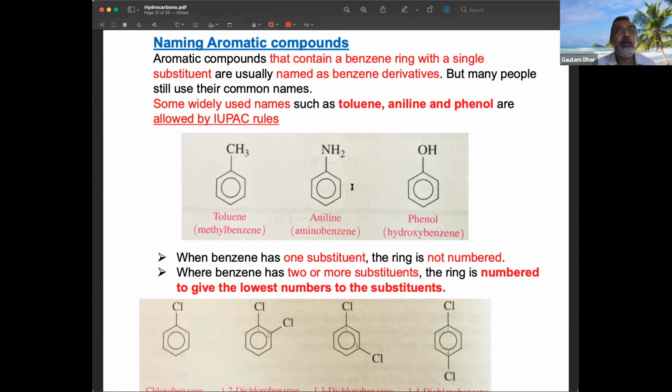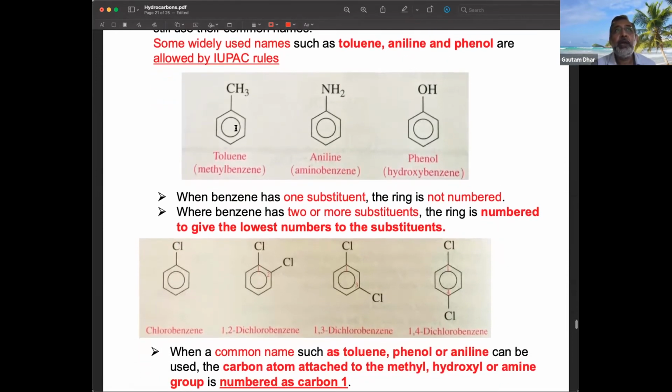When you think of the IUPAC name, IUPAC said, because they're so important, let's take these as the IUPAC names. Toluene is the IUPAC name, so are aniline, with NH2, and phenol. And there's another one, benzaldehyde. We'll come across that later. These four are taken as IUPAC names. So if you have a derivative of them, you start with this as the main name.